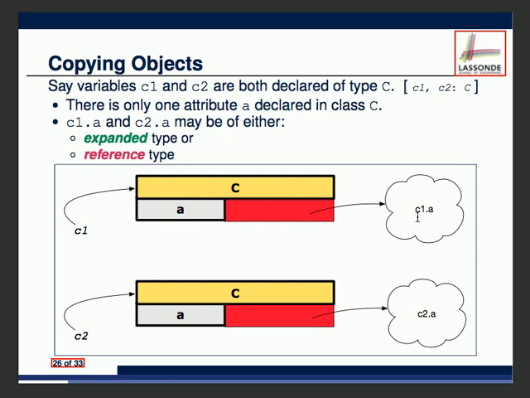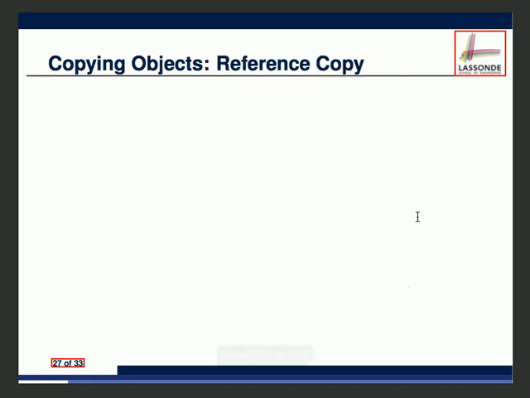Okay? Any question about this basic setup? I'm going to see how we can make different copies. The first one is very easy. This first one you learned pretty well also in the previous Java courses. The first one is called reference copy.